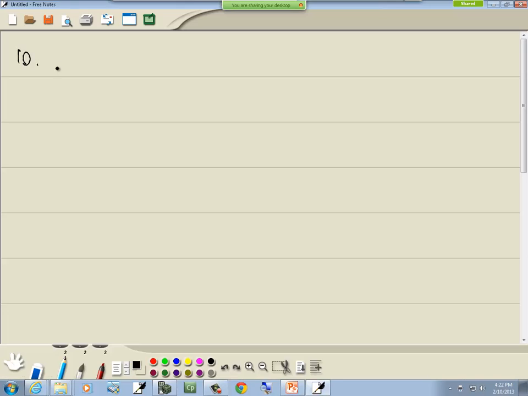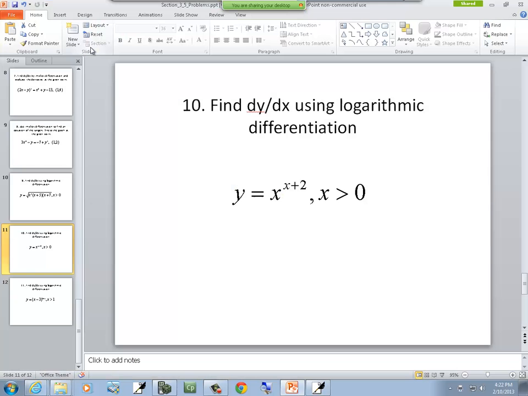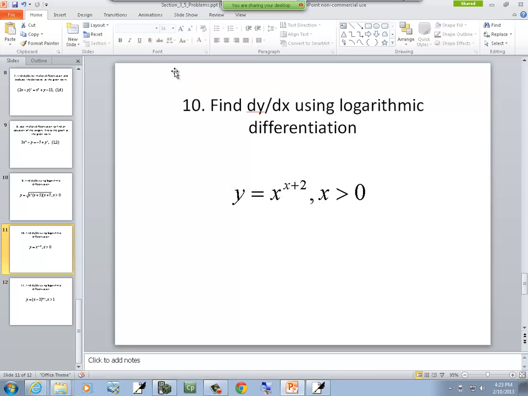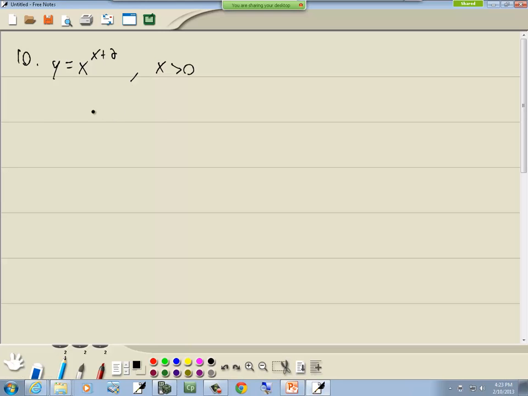We got y is equal to x to the x plus 2 power, x is greater than 0. And it tells us to use log differentiation again. So we're going to take natural log of both sides. So we got natural log of y equals natural log of x to the x plus 2.